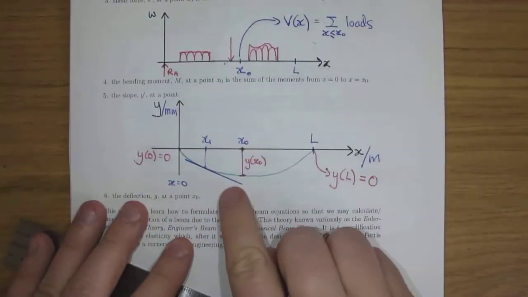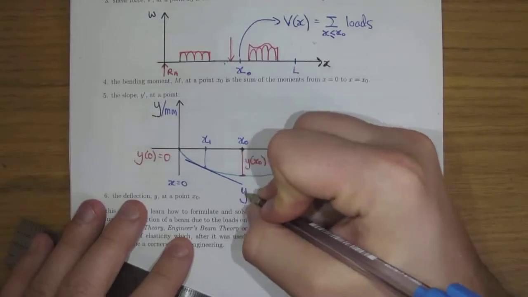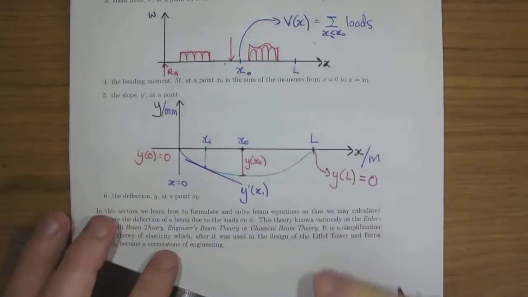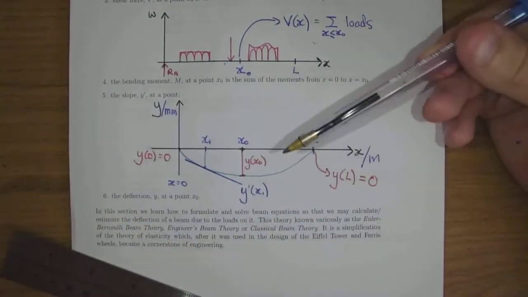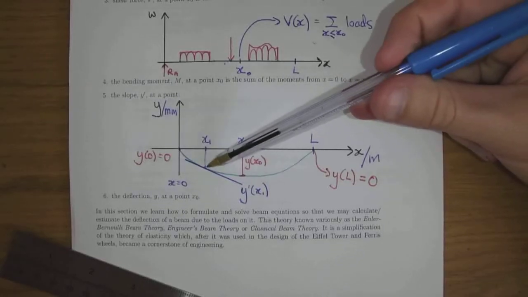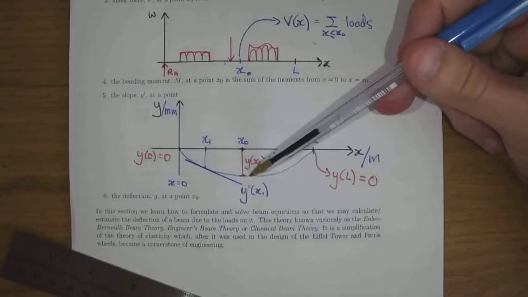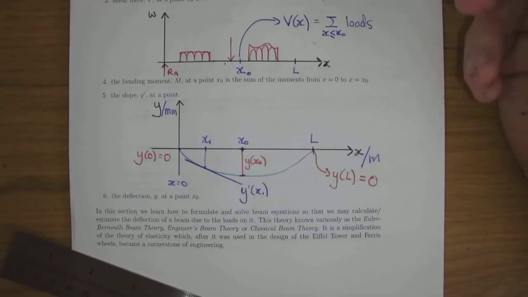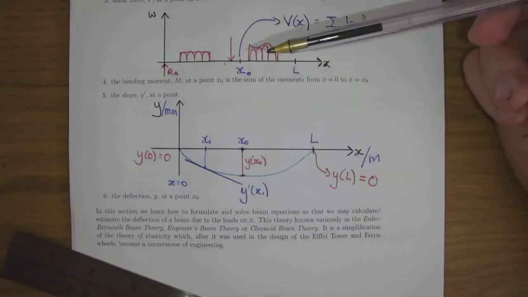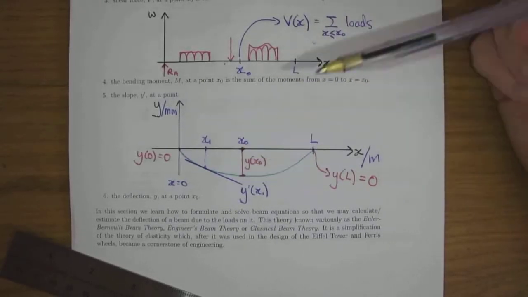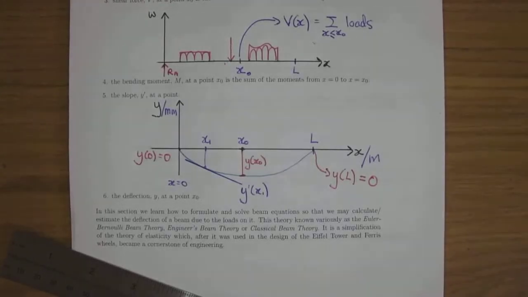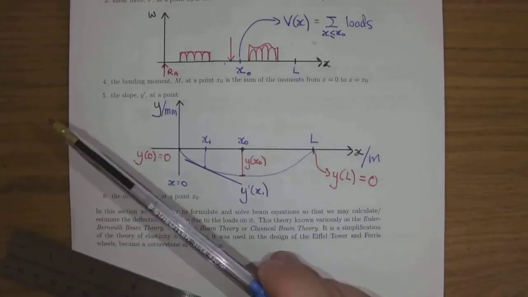So the slope of this line, y dashed of x1, is the slope. So the slope at the point is the slope of the beam. Is it going down? Is it flat? Is it going up? And the deflection is the vertical distance between the neutral and where the beam is under loads. Then you're going to see stuff like this with a simply supported beam, you're going to see that the slope at 0 is negative, because you see it's going down.